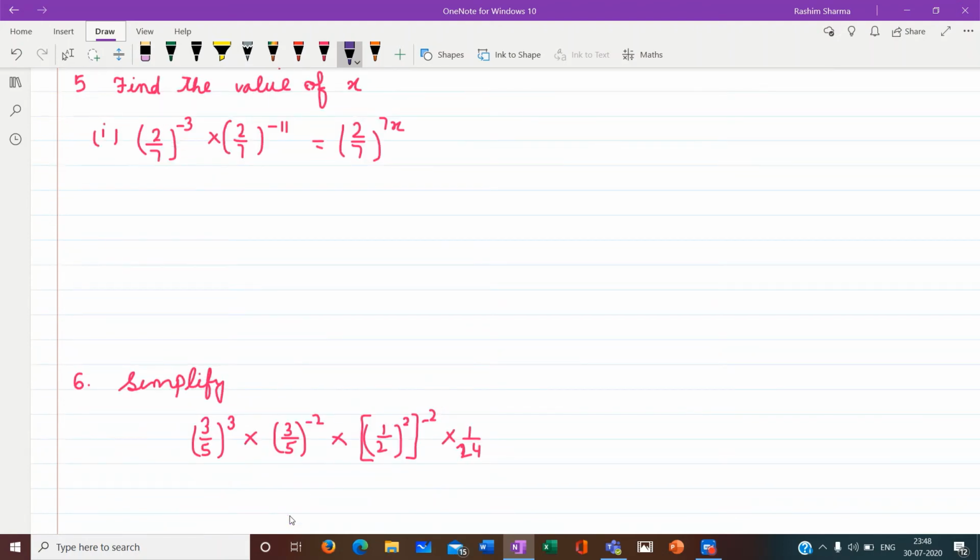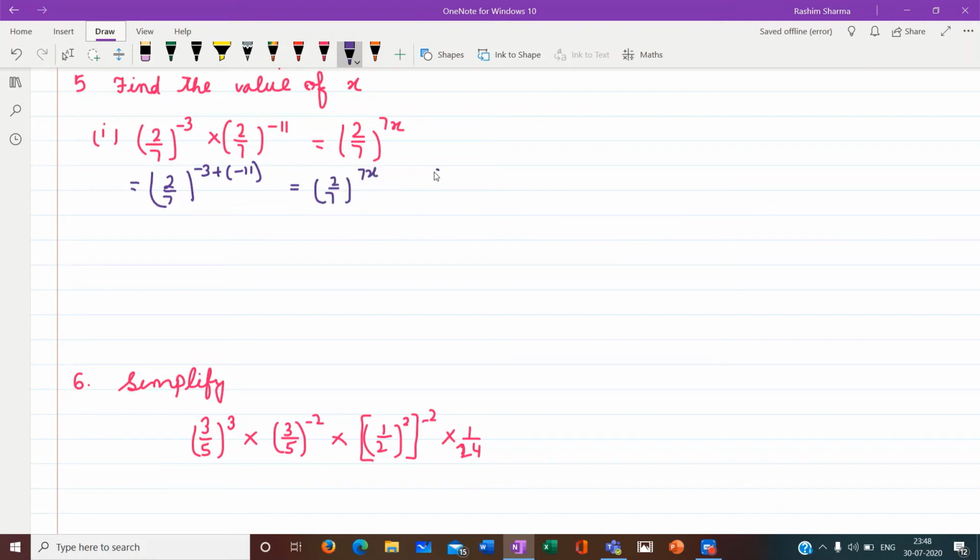Question number 5 is find the value of x. 2 on 7 raised to power minus 3 into 2 on 7 raised to power minus 11 is equal to 2 on 7 raised to power 7x. Now in left hand side here we have common base as 2 on 7. Okay, so we can write it as 2 on 7, and here when we have common base in multiplication, powers will be added, and right hand side we will write as it is.